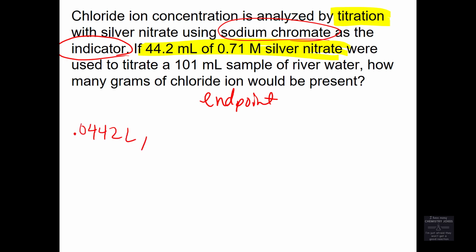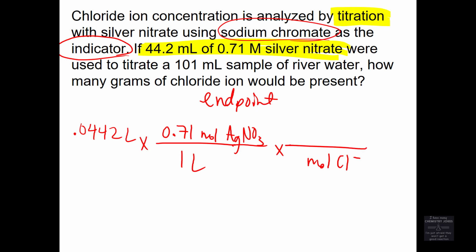So if we start with 44.2 milliliters, that's 0.0442 liters of silver nitrate solution, 0.71 moles of silver nitrate in 1 liter of silver nitrate solution. How many grams of chloride? Well, we need to relate moles of chloride and moles of silver nitrate.